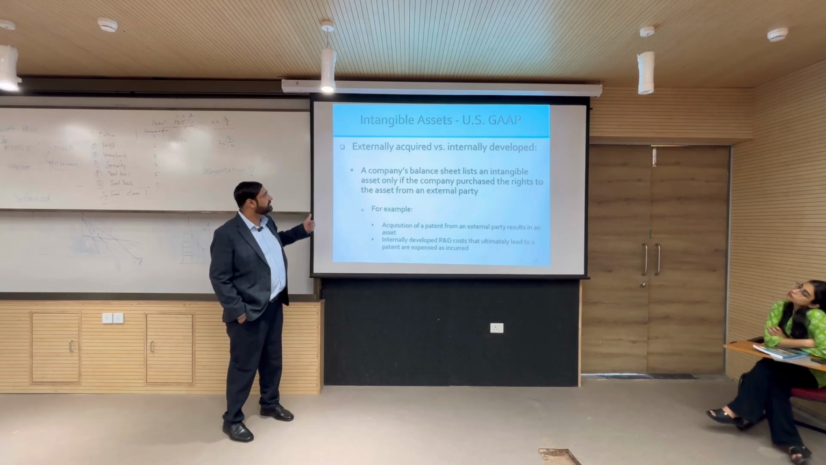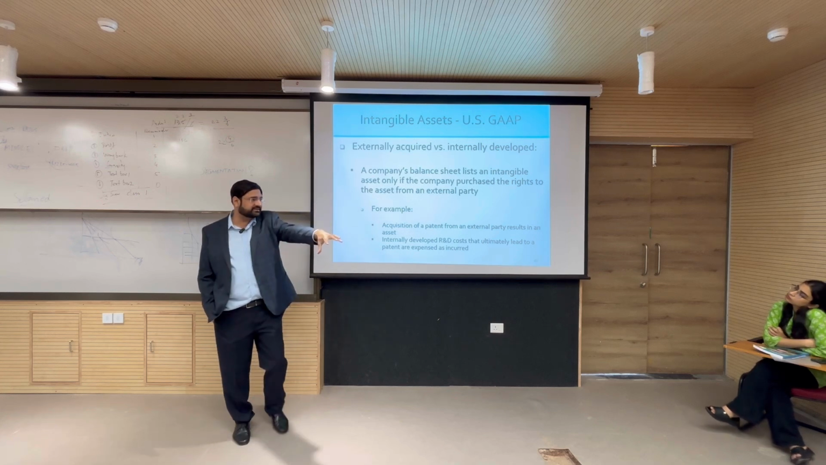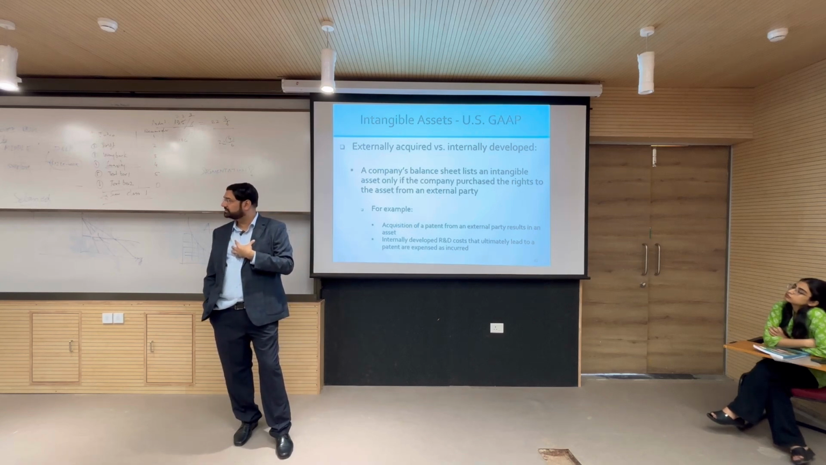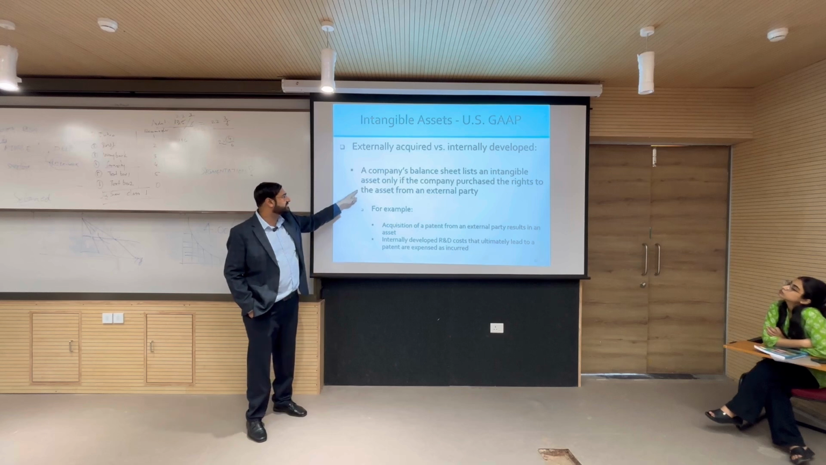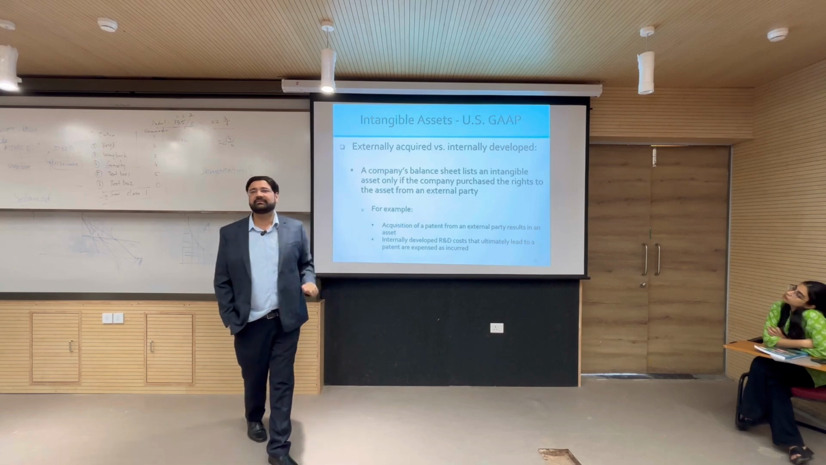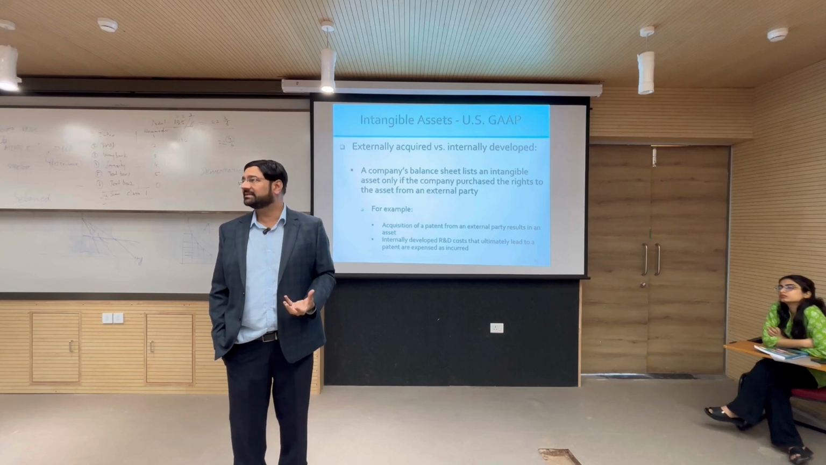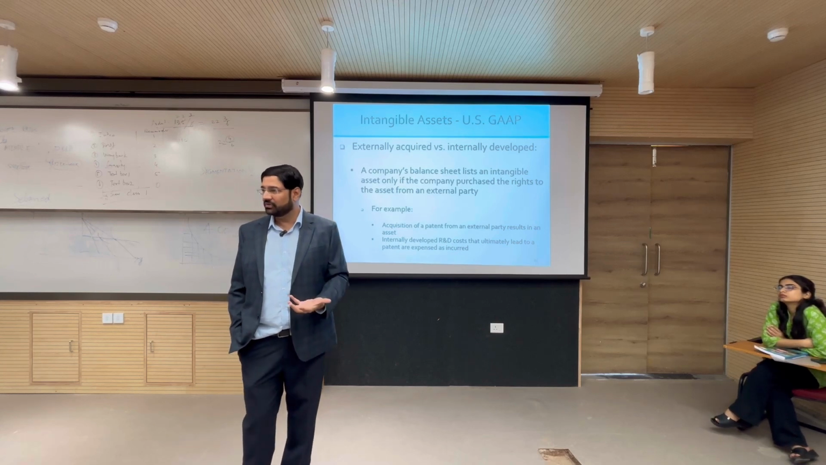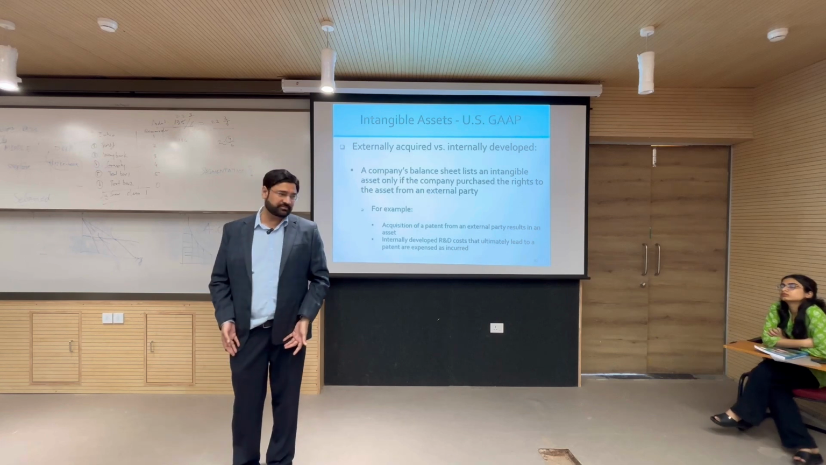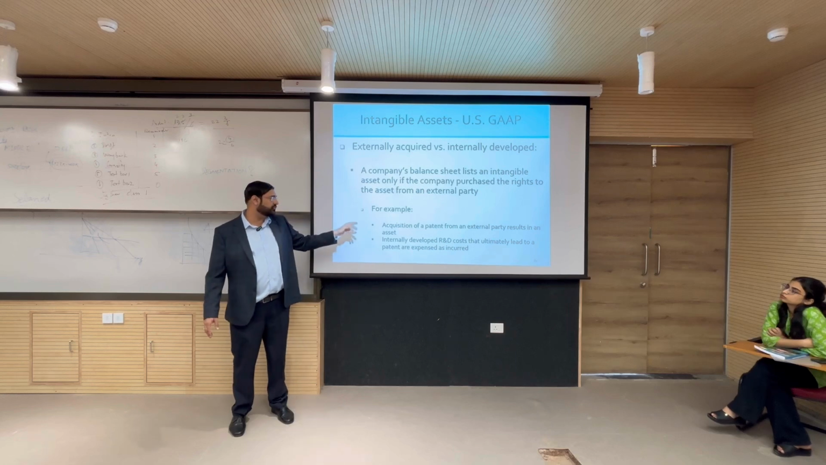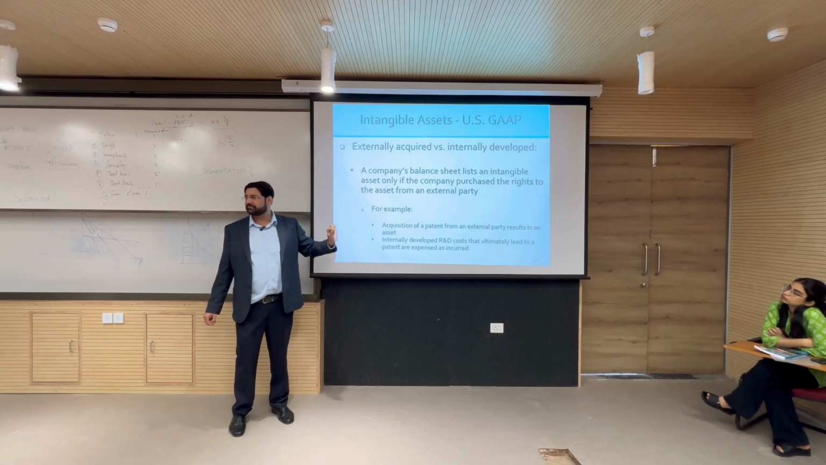So, in the US GAAP, as we said, it is externally acquired versus internally developed, right. Externally acquired is the one that I bought from outside, internally developed is something that I did on my own through my own R&D efforts. So, a company's balance sheet lists an intangible asset only if the company purchased the rights to the asset from an external party. I spent 10 lakh to buy this copyright or any patent from her. This 10 lakh represents the cash outflow. Just to do my R&D also I had to spend a lot of money, but under US GAAP they are saying normally you can do this, but you can't do it for yourself with some exceptions.